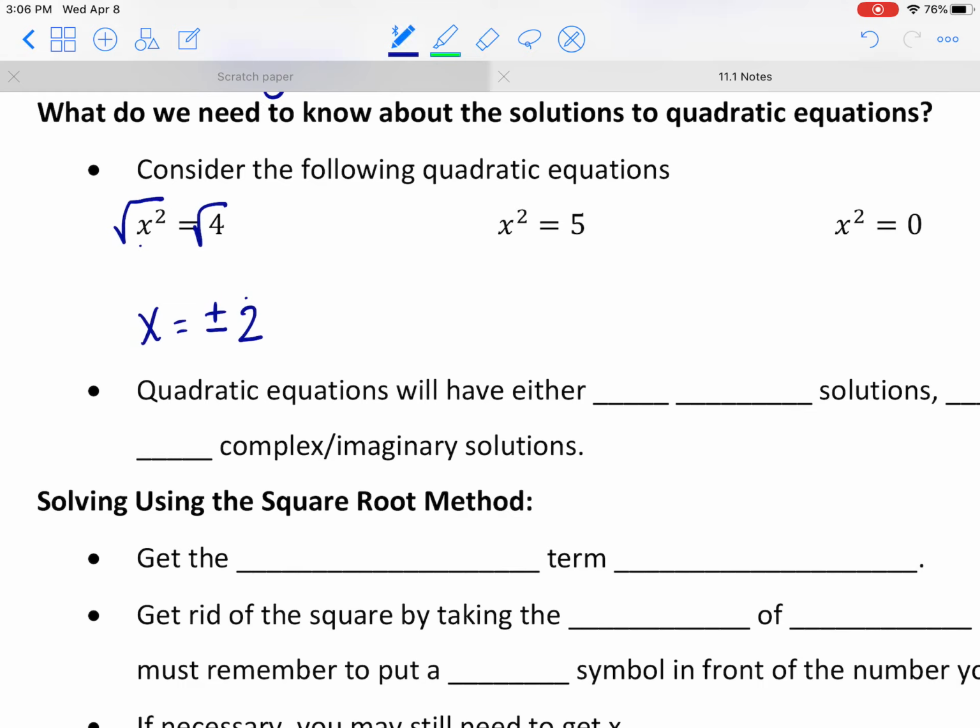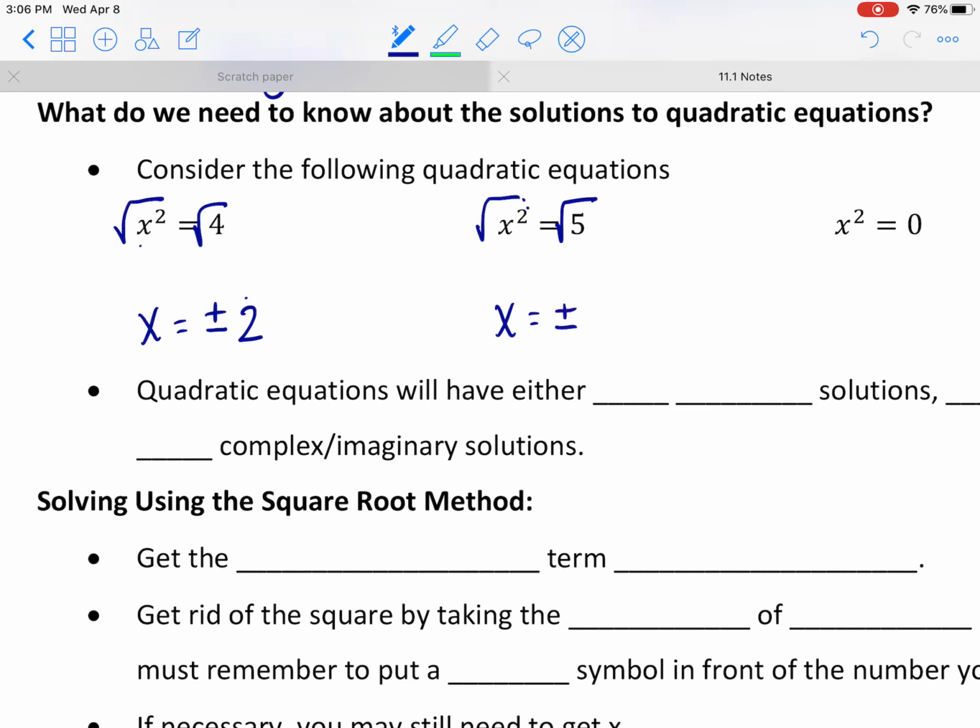So I'm not looking for the square root of 4. I'm looking for what squared makes 4. So when I square root to solve, we're going to put a plus or minus in, and then the square root of 4 gives us the 2. And we'll be able to get both solutions that way. And that's kind of how we would have to solve this one, right?